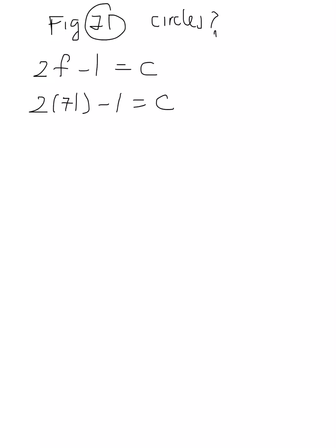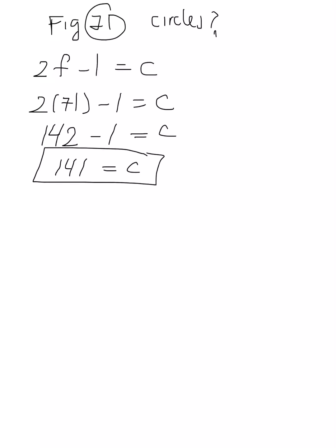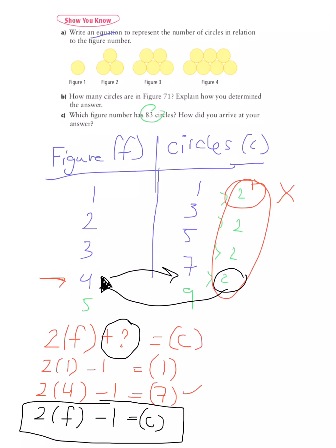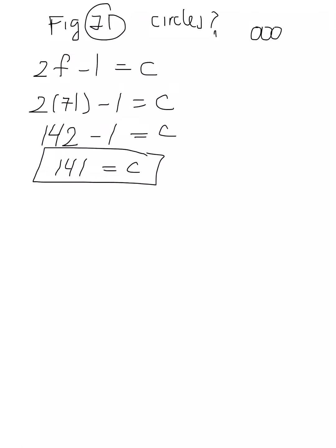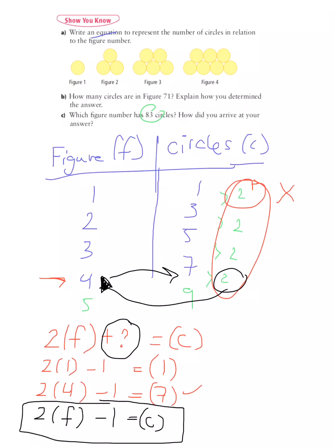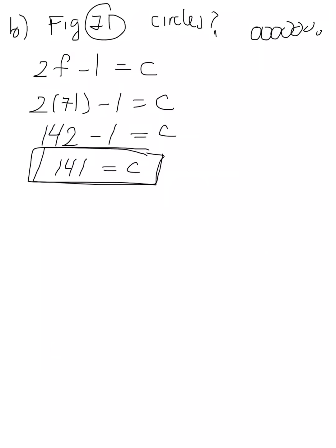Okay, so we'll do a bit of math. So I get 142 minus 1 equals c. And I get 141 equals c. So figure 71, if we kept drawing that pattern, forever and ever, eventually we would get where figure 71 has 141 circles. Okay, that was part B. And then part C, we'll finish off here.